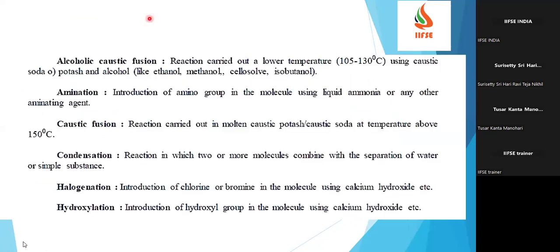One second. Yeah, like water reactive chemicals.